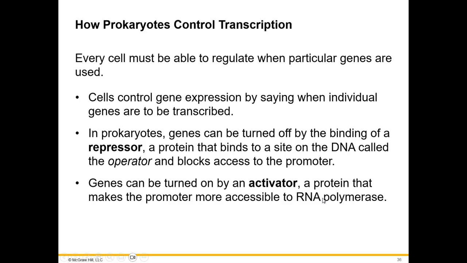Also, genes can be turned on by an activator, which is a protein that makes the promoter more accessible to RNA polymerase. You could almost imagine it like increasing the magnetism between RNA polymerase and the gene that needs to be copied.